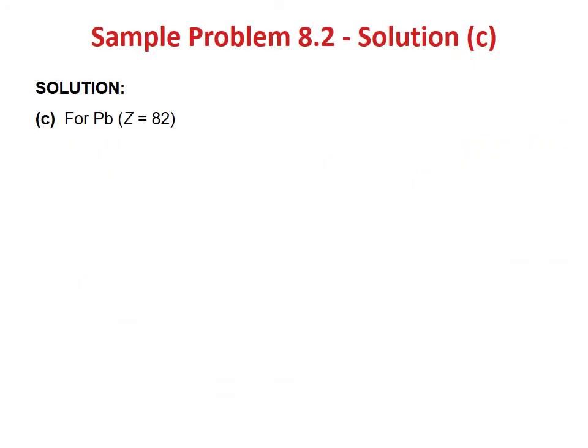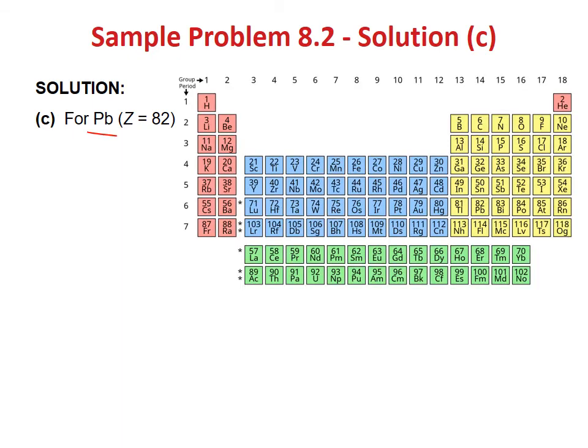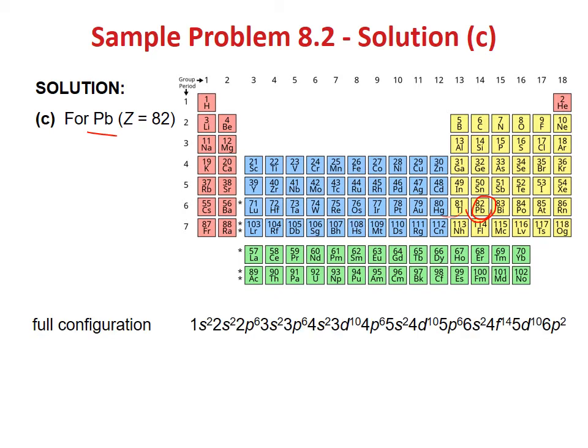Let's look at C, lead. In the periodic table, we find lead right here, so its atomic number is 82. We write the electron configuration according to the periodic table. From hydrogen to helium, that's 1s2. From lithium to beryllium, 2s2. And then boron to neon, 2p6.